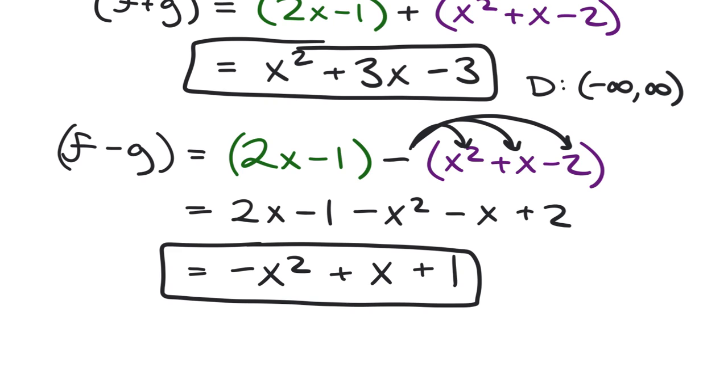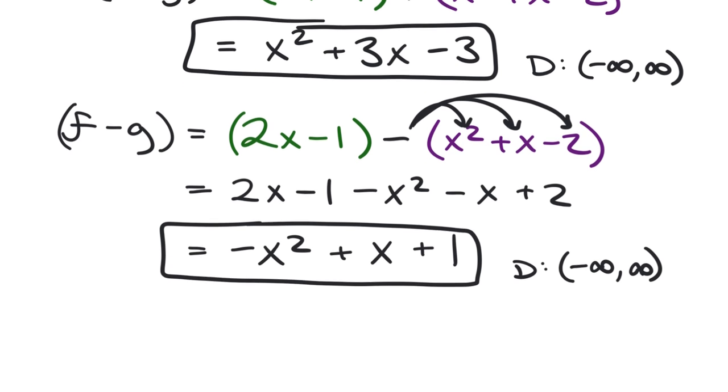All right, what kind of function did we create here? Quadratic. Is there any restriction to a quadratic? No. So its domain is still all real numbers. This feels repetitive. It feels like nothing's happening, but sometimes it will happen. So we always want to check.